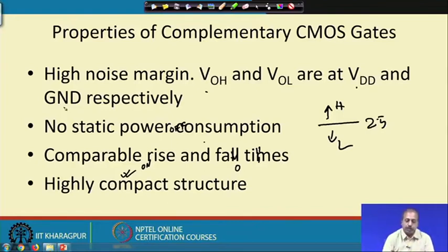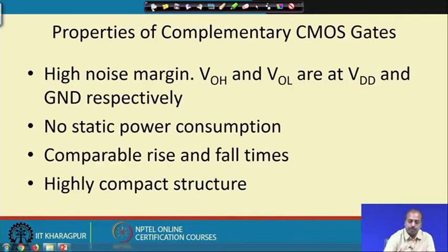There is no static power consumption, as we have said that when these CMOS gates are at work, there is never a current flow path from VDD to ground. At any point of time either the pull up network is off or the pull down network is off. So, it is never the case that both the networks are on simultaneously. So, naturally there is never a current flow path from VDD to ground in the static condition. So, there is no static power consumption. So, CMOS consumes very less power.